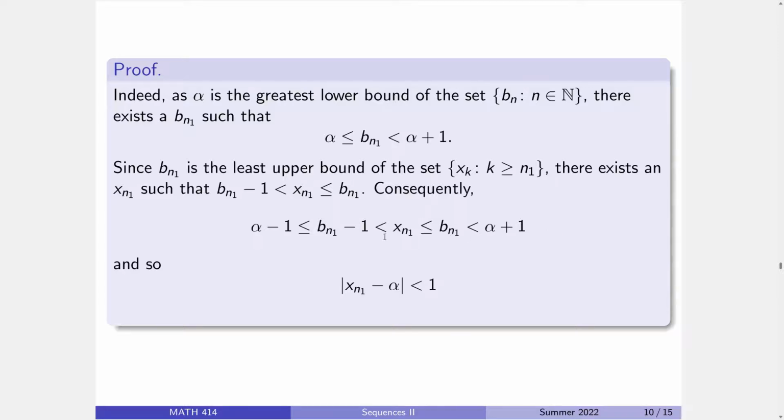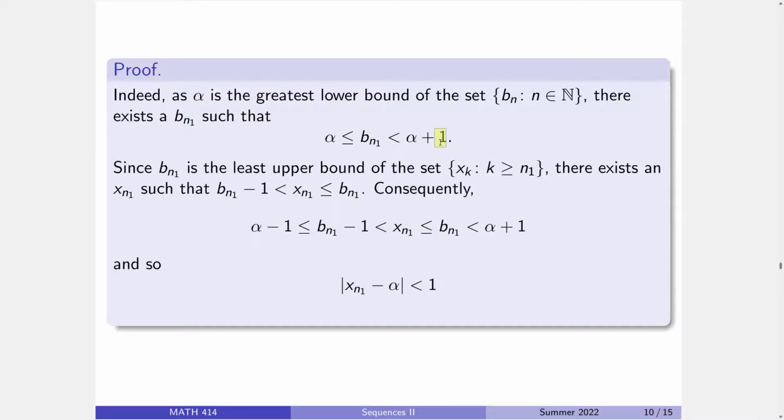Alright, there we go. So that combines it together, and then now you subtract the alpha over, and we get the absolute value that's less than 1. Alright, so again, note what happened here. We have our alpha, which is what we're trying to work with. We used the fact that it is an infimum, so we added 1.